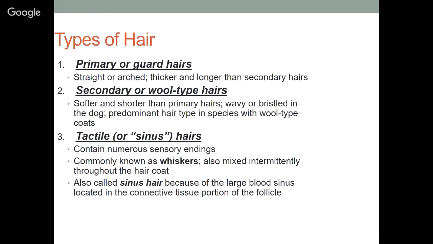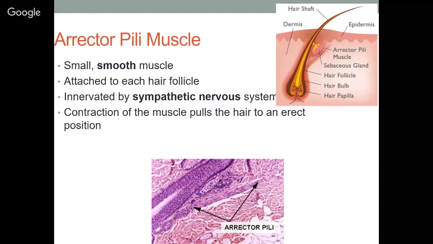Okay, remember I said that there was a muscle, a smooth muscle actually, within the skin in the dermis. That's called the erector pili muscle. It is smooth muscle. It's not skeletal muscle. It's attached to each hair follicle. When it contracts, it pulls the hair to an erect position. It also helps to open up the duct and secrete any sebaceous secretions that the gland would have produced. So we have an erector pili muscle.